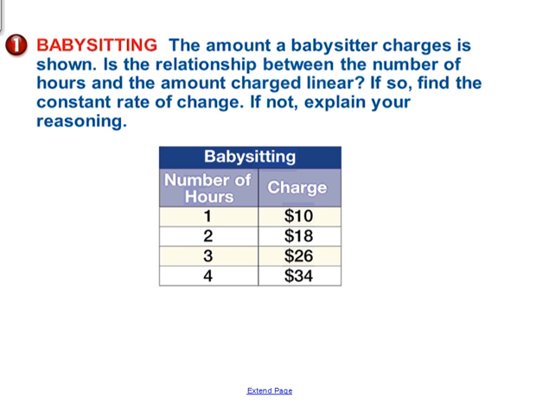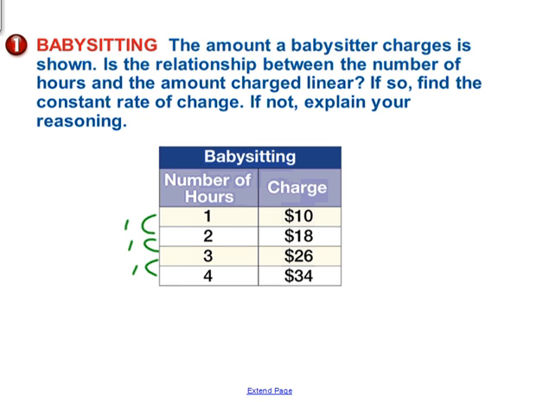Let's jump right in and do one here. Babysitting. The amount a babysitter charges is shown. Is the relationship between the number of hours and the amount charged linear? If so, find the constant rate of change. If not, explain your answer. First of all, I want to make sure that this is a constant change. That change there is 1. That change is 1. That change is 1, so it looks pretty constant.